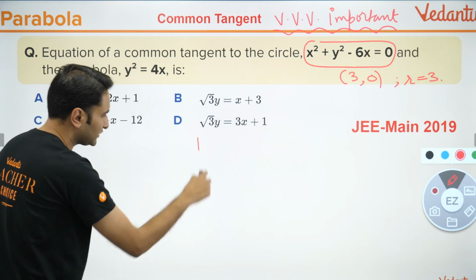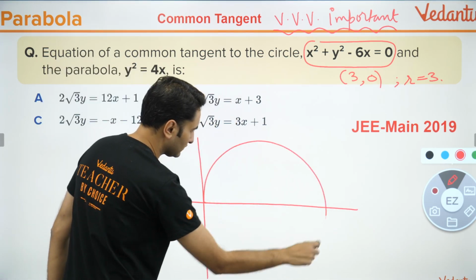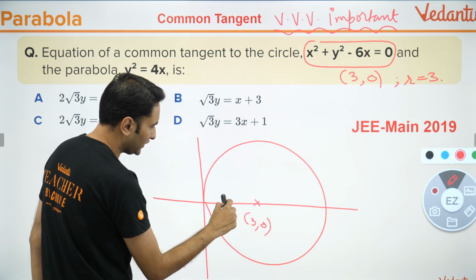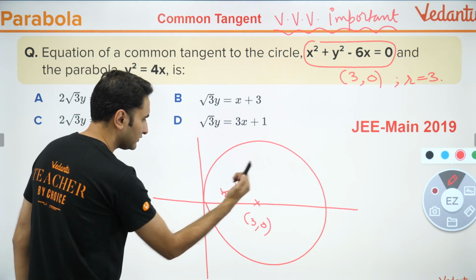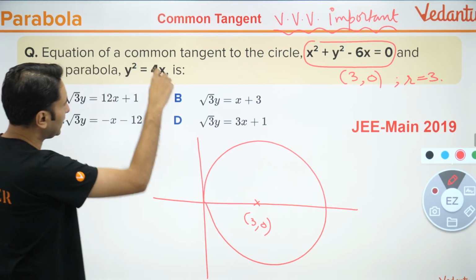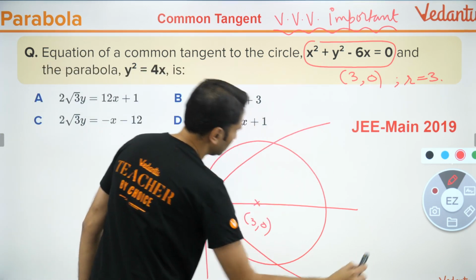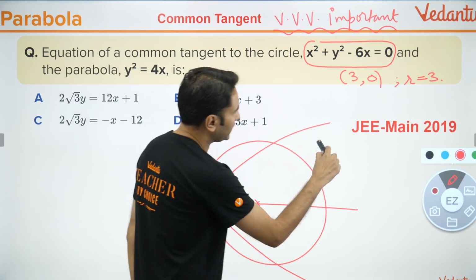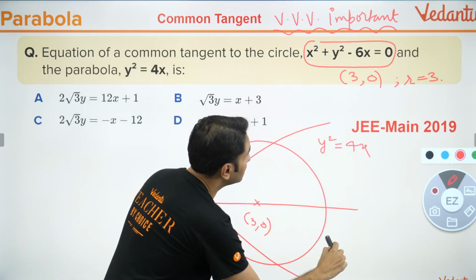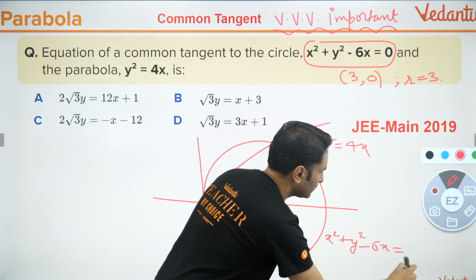So first of all, let us make a circle. The circle is like this. Center is 3,0 and the radius is also 3. So this is the circle, right? है ना? Now and there is a parabola. So parabola is y square is equal to 4x. कुछ तो ऐसा parabola होगा. Some parabola. So this parabola is y square is equal to 4x. And this circle is x square plus y square minus 6x equal to 0.